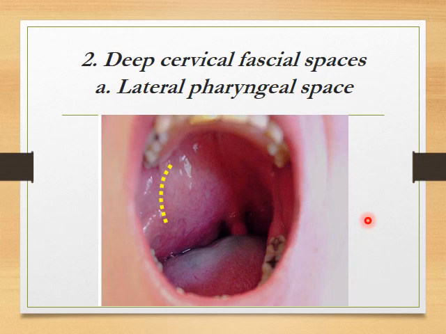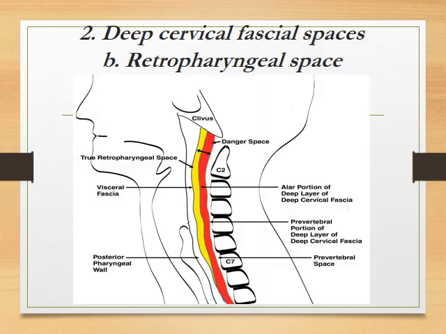The surgical approach is either through extraoral approach, a submandibular incision also at the angle of the mandible, or an intraoral approach, an incision in the lateral pharyngeal wall. This is the site of incision. Incision at the lateral pharyngeal wall.